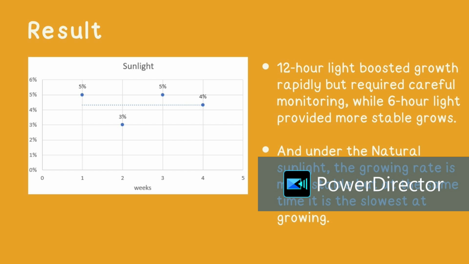Second, although sunlight is natural, uncontrolled conditions like wind or rapid temperature changes may do more harm than good for the species. To wrap up, our experiment highlights that photoperiod profoundly impacts silver staghorn fern growth. While 12-hour light delivers rapid results, it demands attention. 6-hour light is slower but reliable, and natural sunlight may need human intervention.